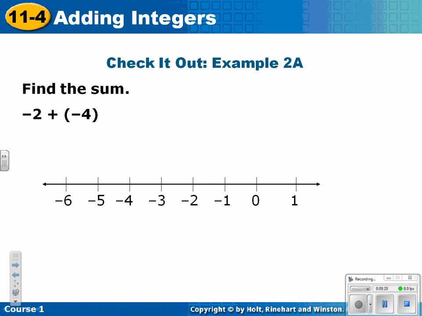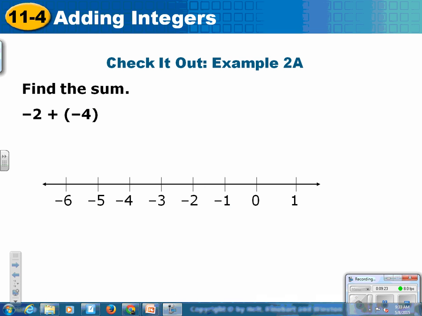Try this one. Again, you take your finger, you put it on the first one. -2. Plus a negative, I'm going to move to the left, and I'm going to do it 4. 1, 2, 3, 4. My answer is -6.